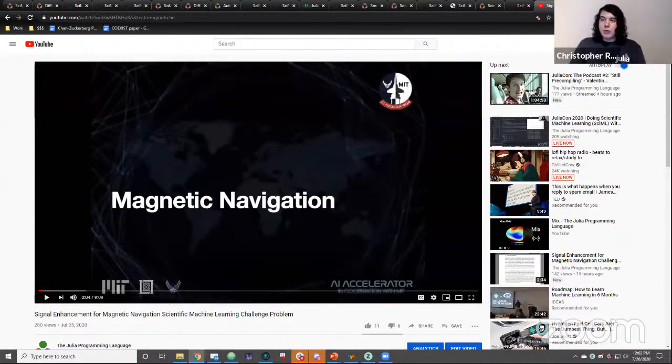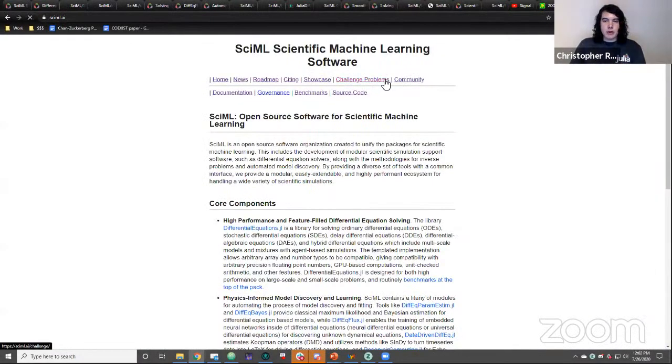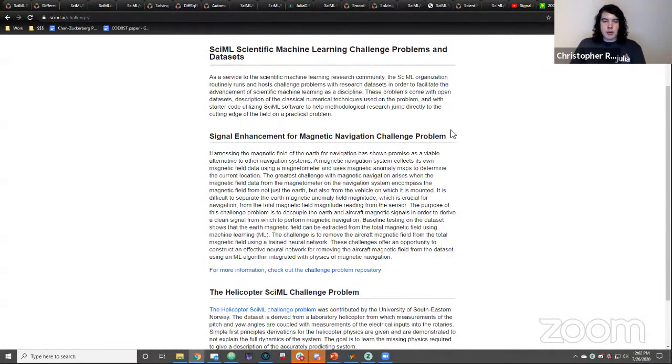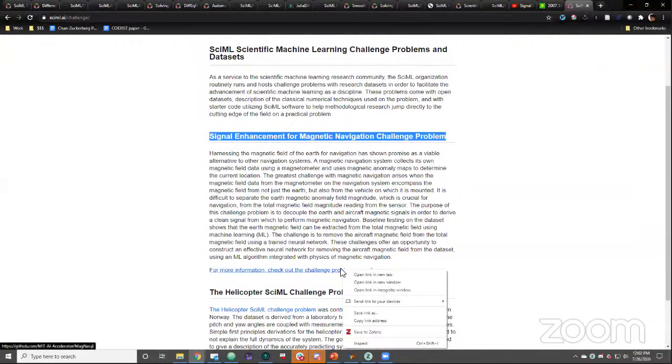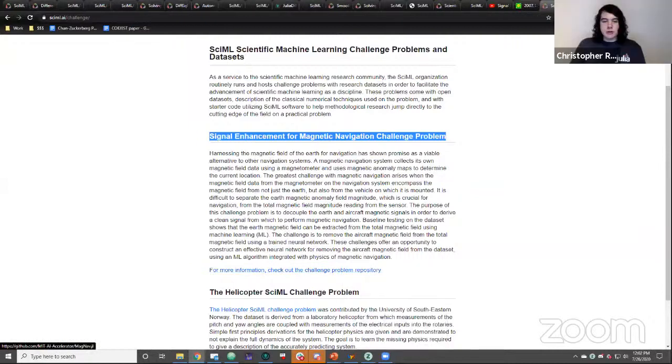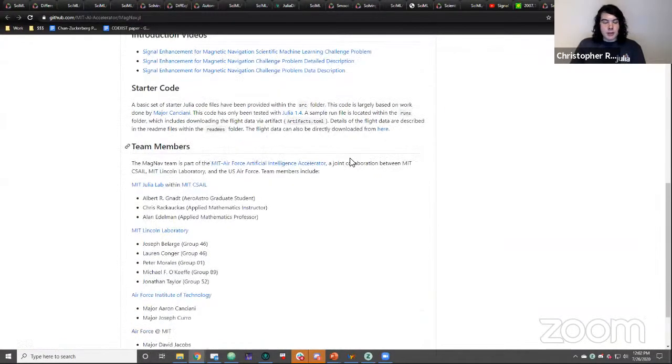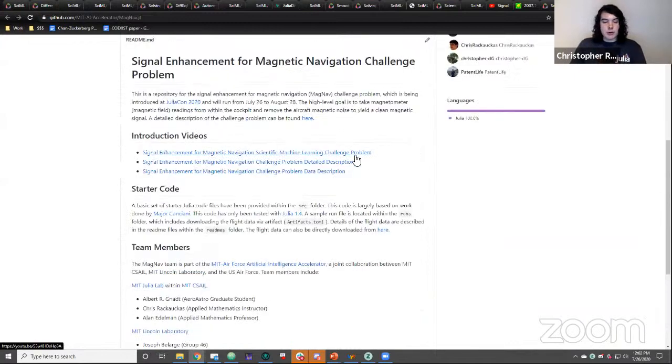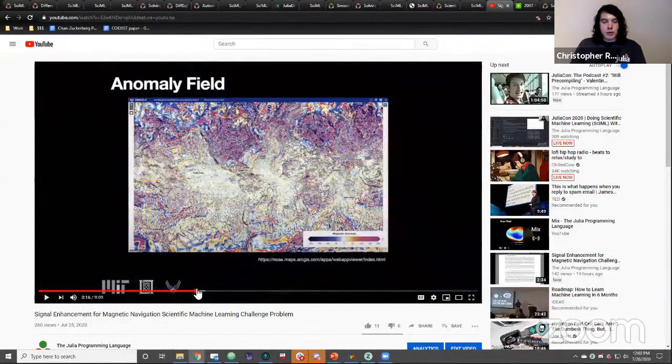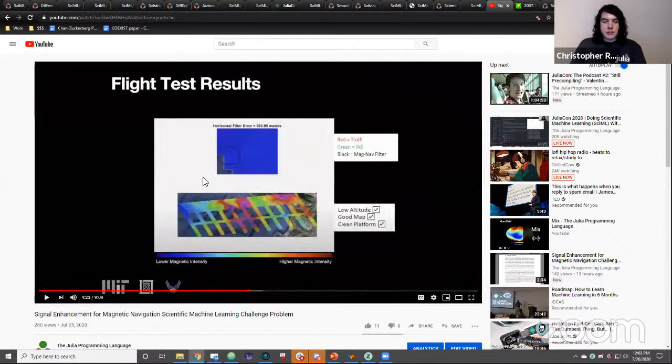Yeah. So the place to find all the challenge problems is SciML.ai. If you look at the challenge problems, you'll see that the one on top here is the signal enhancement for magnetic navigation challenge problem, which will bring you to this repository with 3 different videos that describe all of the data and everything that's going on here. So we have a lot of data from test flights that are measuring the Earth's magnetic anomaly, and then utilizing this to train inertial navigation systems, along with knowing truth data and the data of the magnetic fields, and then trying to use that to do the full navigation.